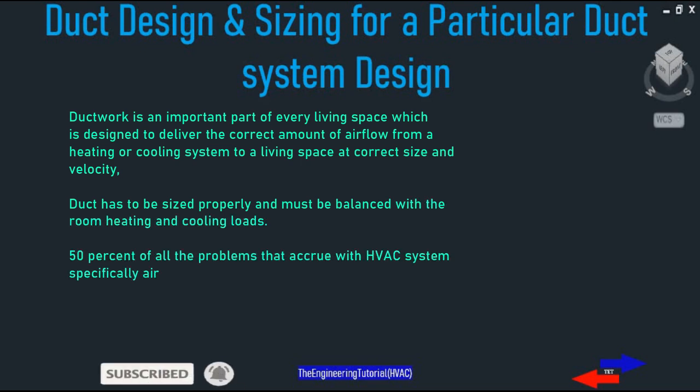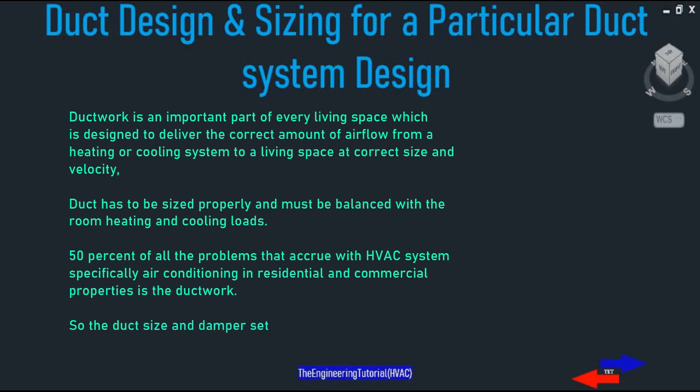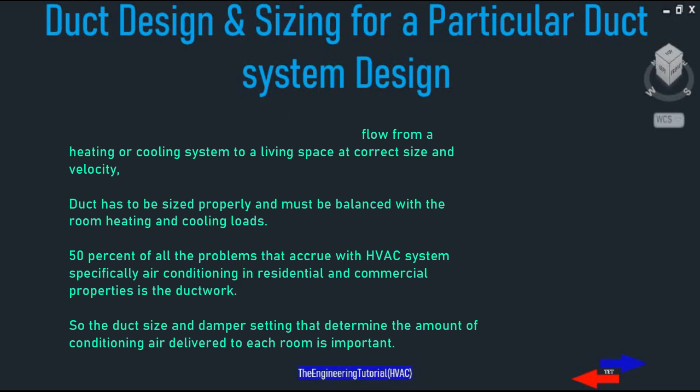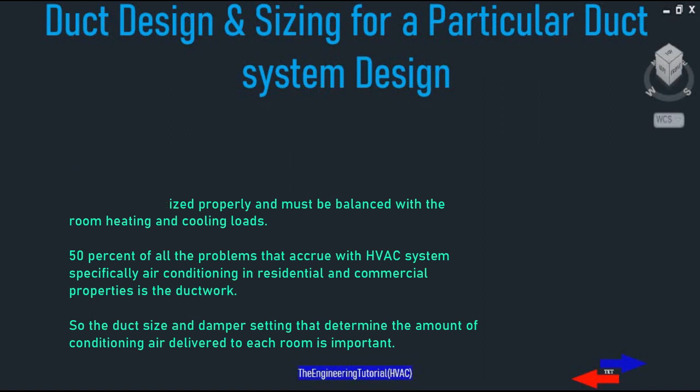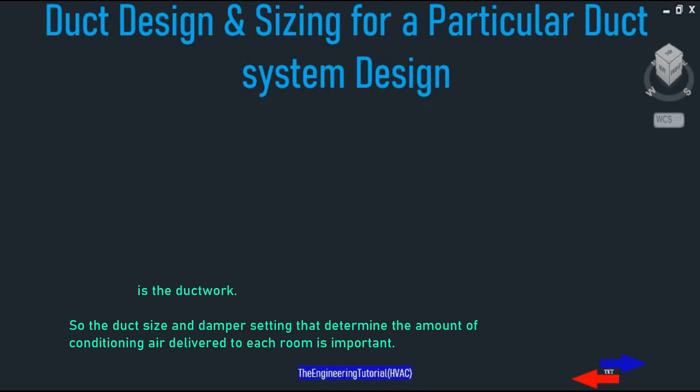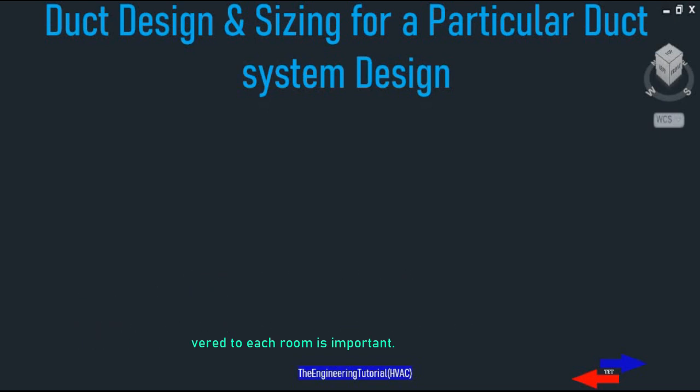Ductwork is an important part of every living space, which is designed to deliver the correct amount of airflow from a heating and cooling system to a living space at correct size and velocity. Duct has to be sized properly and must be balanced with the room heating and cooling loads. 50% of all the problems with the HVAC system, especially air conditioning in residential and commercial properties, is the ductwork. So the duct size and damper settings that determine the amount of conditioning air delivered to each room is important.